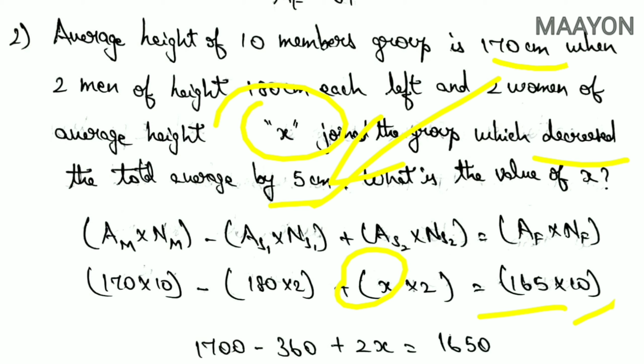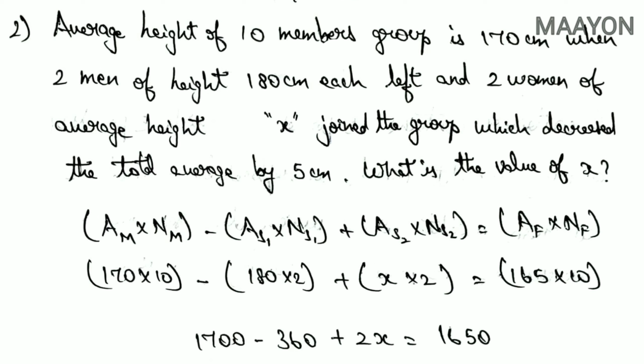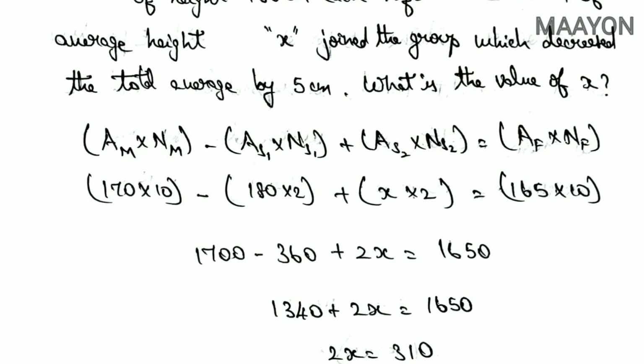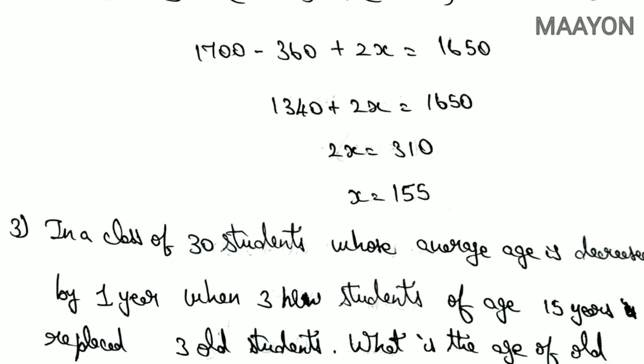Now doing the calculations, we get 1700, because 170 into 10 gives 1700, minus 180 into 2, 360, plus 2X equals 165 into 10, 1650. 1700 minus 360 gives 1340, plus 2X equals 1650. Then 1650 minus 1340 is 310. Then 2X is equal to 310. Then X is equal to 155. This is the required X value we have to find.